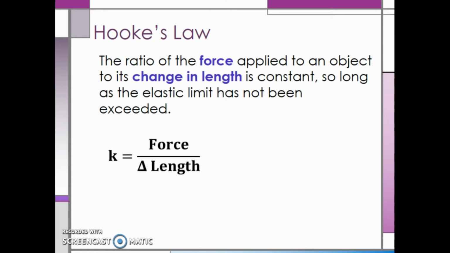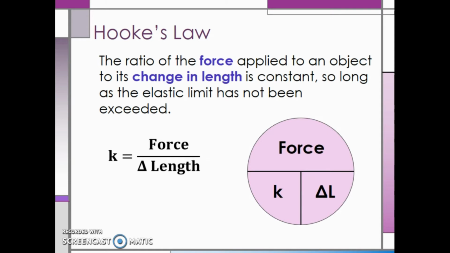Our equation looks like this. K is our spring constant, and that is equal to the force divided by the change in length. Remember, the triangle is the capital Greek letter delta, which means change in. We can also look at the equation circle for this equation. We have force on top and K and delta L on the bottom. As a side note, Robert Hooke first stated this law in 1660.